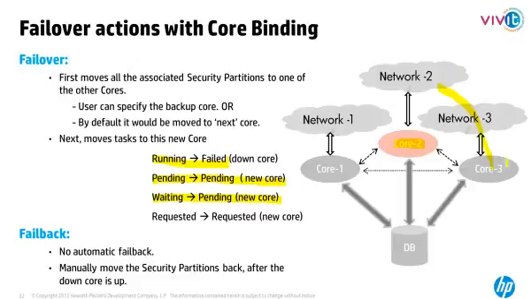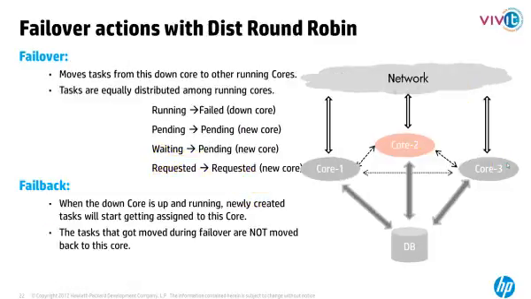Let's see how this looks with the Roundrobin. With the Roundrobin, you move the tasks from the down core to other running cores. In this case, it would be core 1 and core 3, because all 3 cores are accessible to the network, and we don't have the partition limitation here. So let's say core 2 was running 100 tasks, either running, pending, or waiting. Each core will divide those: core 1 will get 50, core 3 will get 50. So they divide the load.